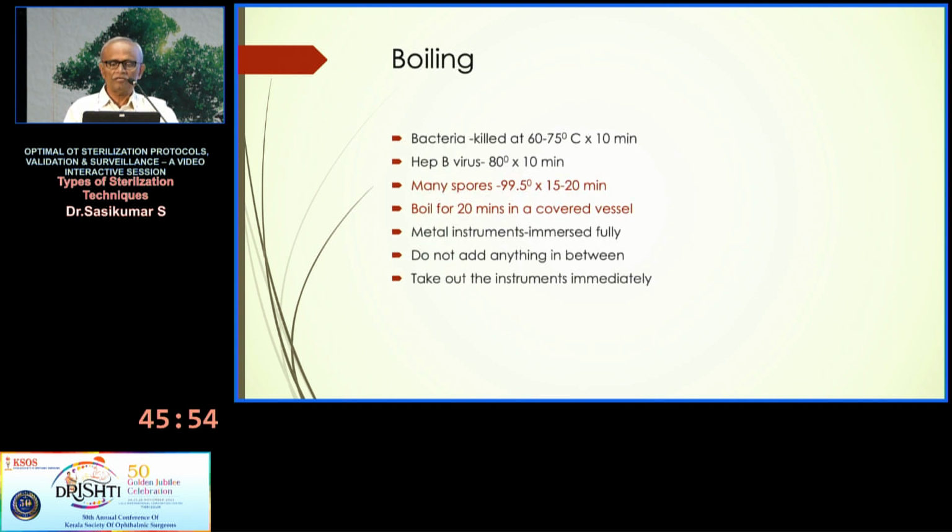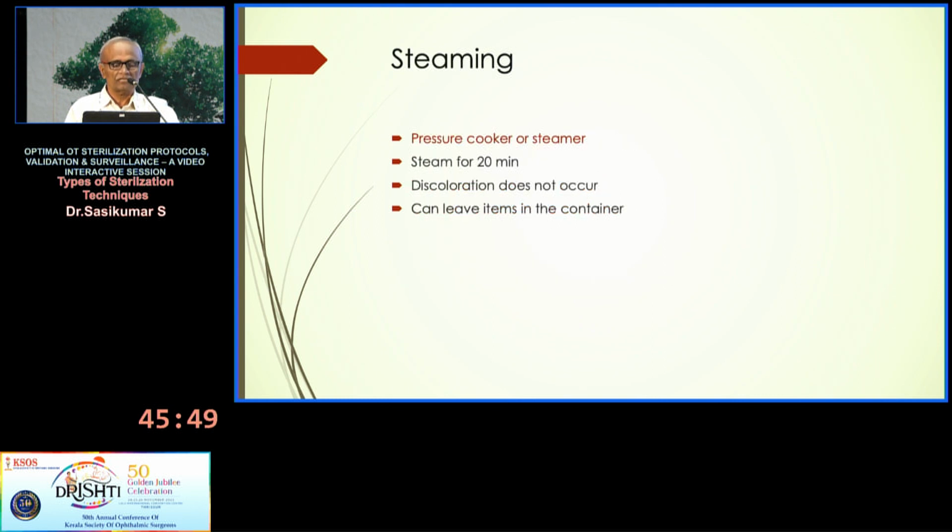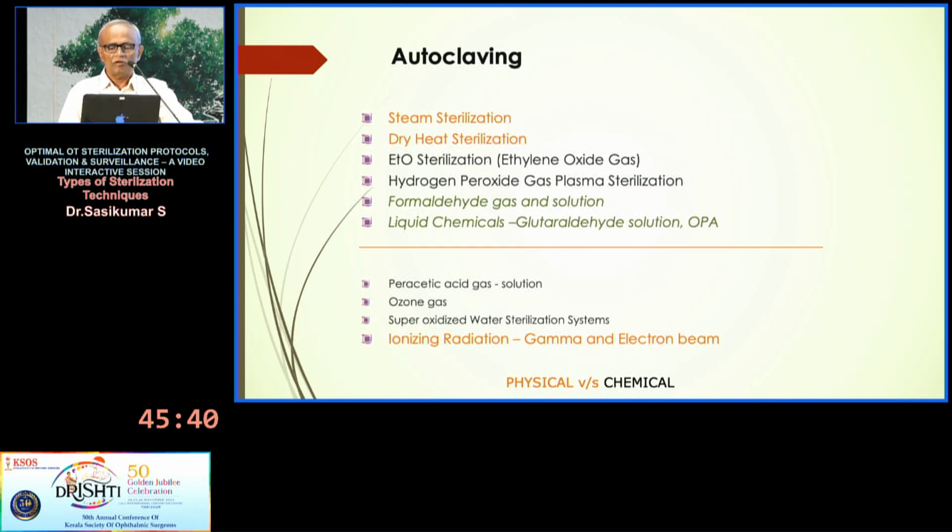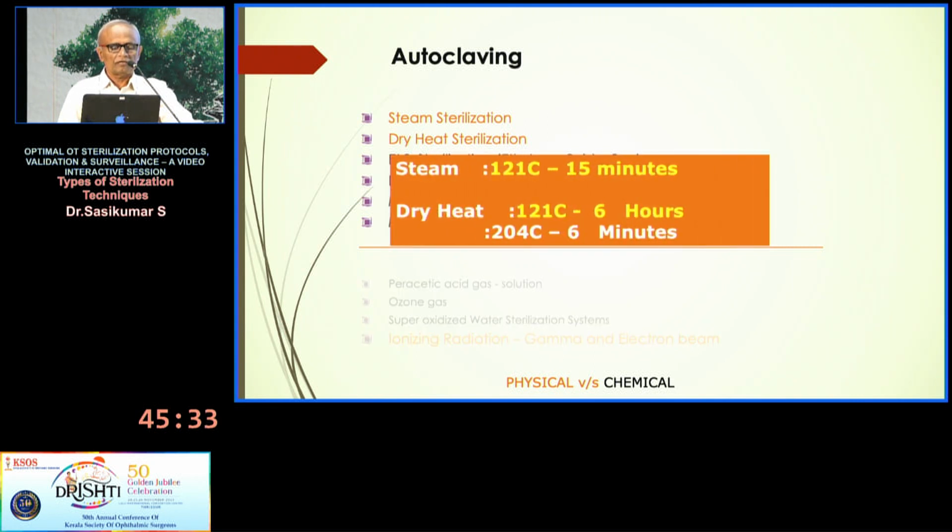Boiling has only theoretical interest and should never be used as an alternative to accepted methods of sterilization. Steaming also, the pressure cooker was once considered in many hospitals, but it cannot be a substitute for an autoclave for multiple reasons. Autoclaving is the best method, steam sterilization under pressure. Here the steam can be used at 121 degrees centigrade for 15 minutes or 134 degrees centigrade for 3 to 5 minutes for effective steam sterilization.